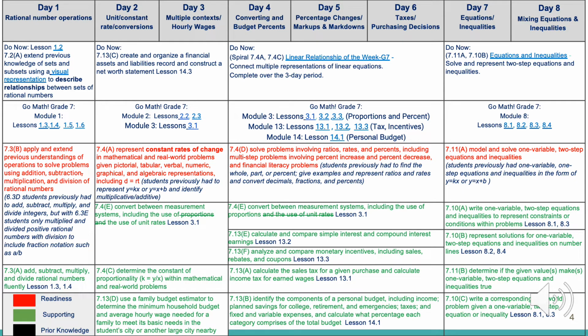Day 1 is going to be rational number operations. Day 2 and Day 3 is going to be constant rate of change, as well as a few supporting standards. Day 4 through 6 will focus on ratios, rates, and percents, as well as a few supporting standards that incorporate financial literacy. And then the last 2 days will be equations and inequalities.